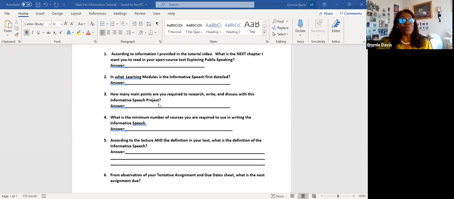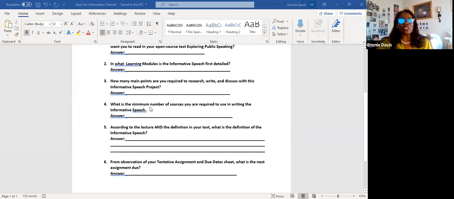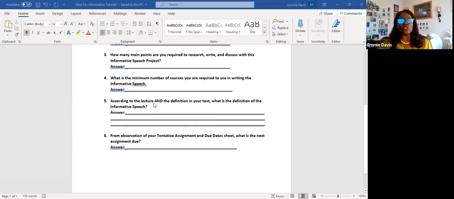Answer, 3 main points. What is the minimum number of sources you're required to use in writing the informative speech? Answer, 2. You must have 2. According to the lecture and definition in your text, what is the definition of the informative speech? I'm going to give you that one to go back to your text and find. Aha, I thought I was going to give you that, huh?